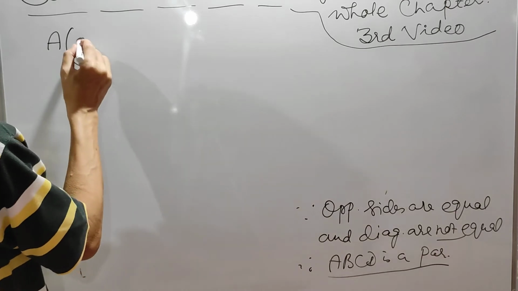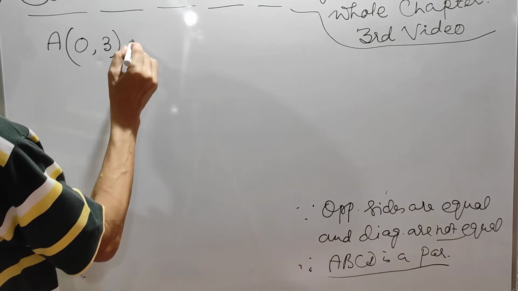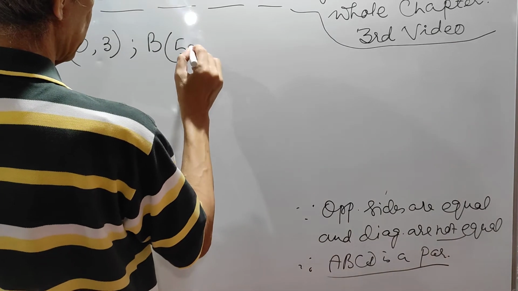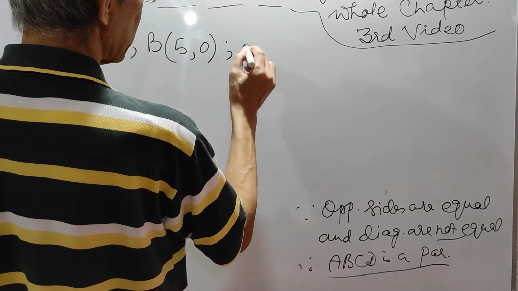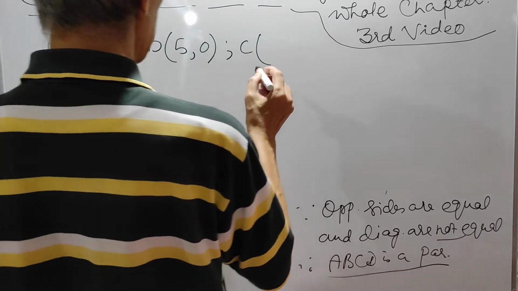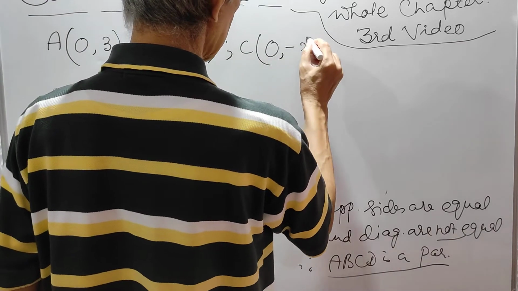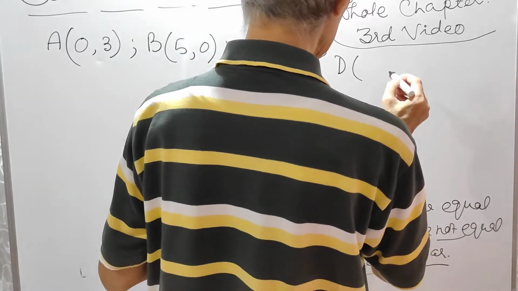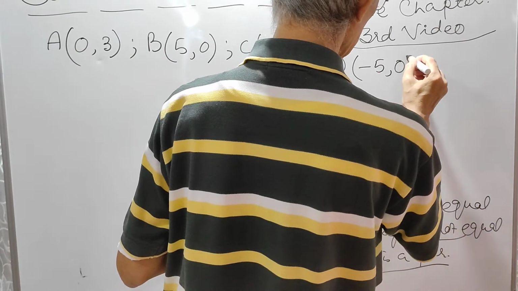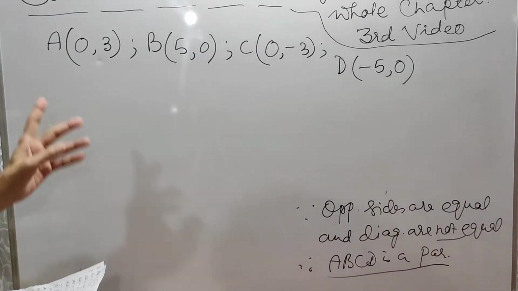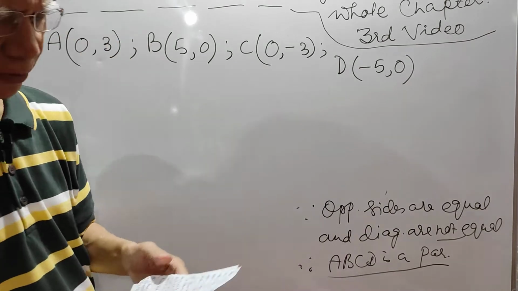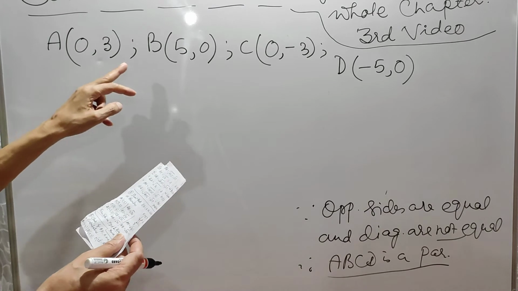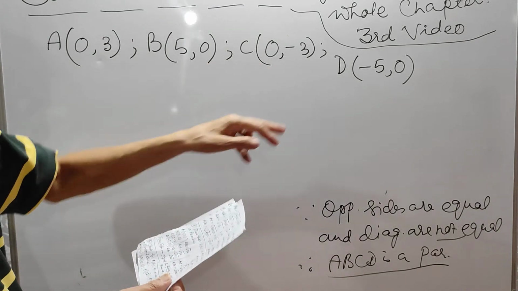A equal to 0, 3, then B equal to 5, 0, then C equal to 0, minus 3, and D equal to minus 5, 0. So these 4 points are given. You have to show that they are the vertices of a rhombus. The points are 0, 3; 5, 0; 0, minus 3; and minus 5, 0.